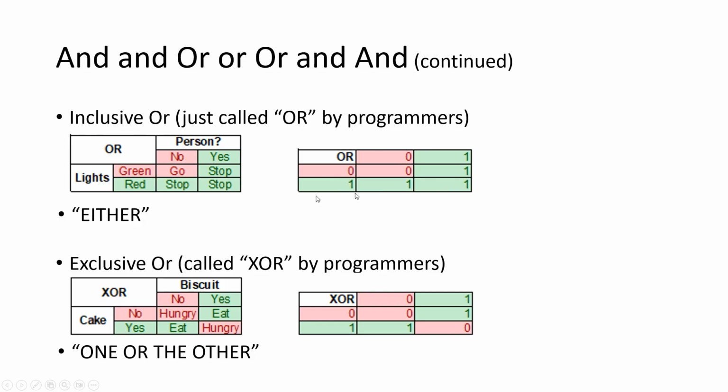1 and 1 is 1, 1 and 0 is 0. It's either. Yeah, we need either of them to be a 1 and we'll get a 1. The exclusive OR, what we call XOR, is that other case where if you've got both set to a 1, the result is actually a 0. And it tends in English to be one or the other.